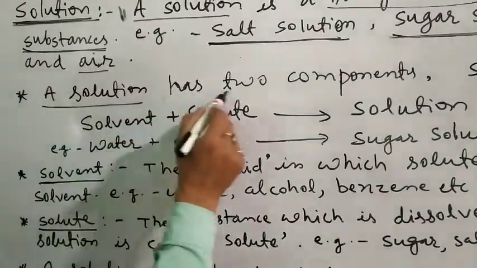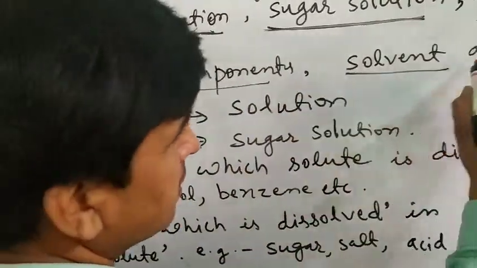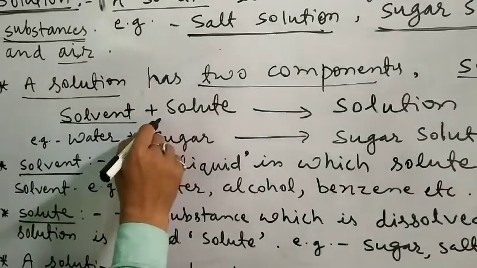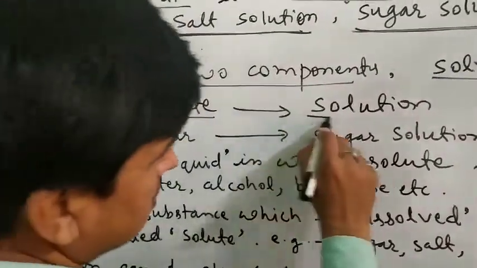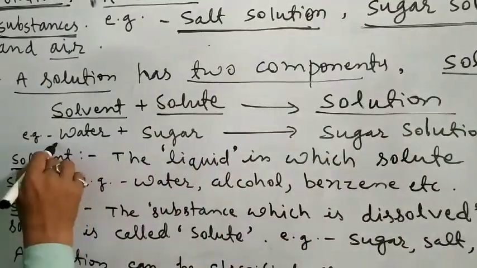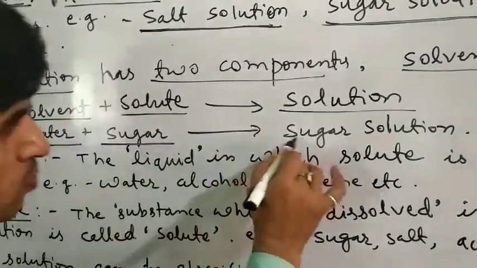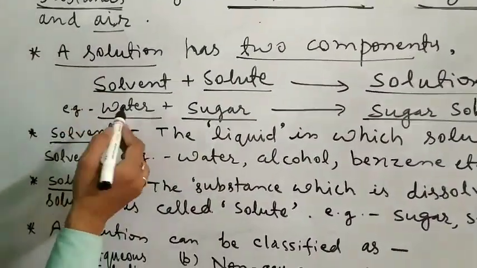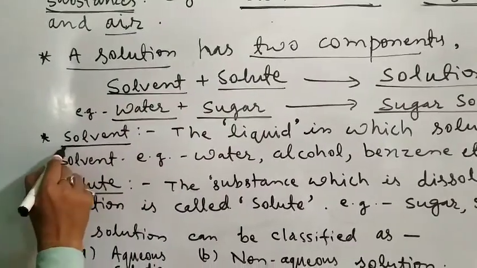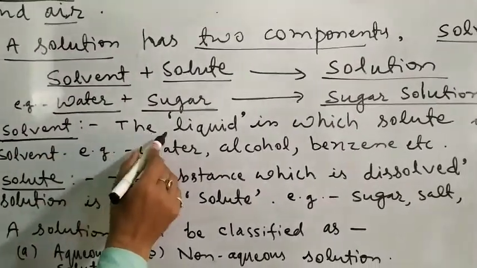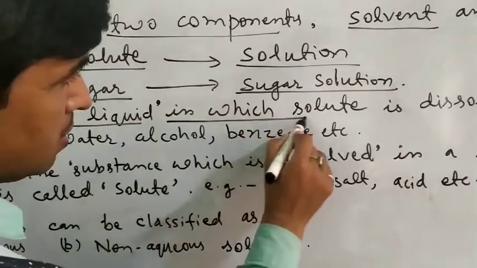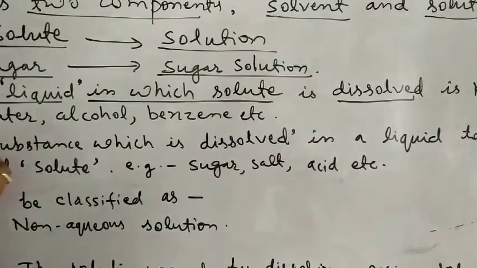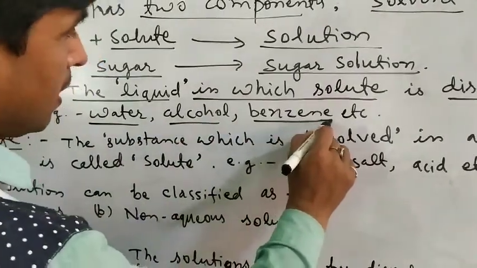A solution has two components, solvent and solute. So solution can be made by solvent plus solute make solution. For example, water and sugar make sugar solution. So now we have to know about what is solvent and what is solute. So solvent, the liquid in which solute is dissolved is known as solvent. For example, water, alcohol, benzene are solvents.